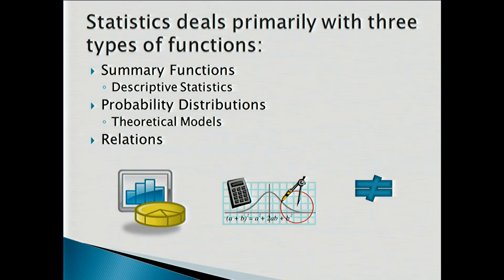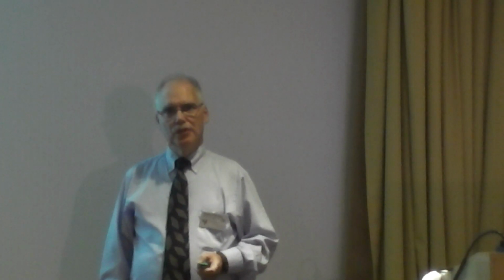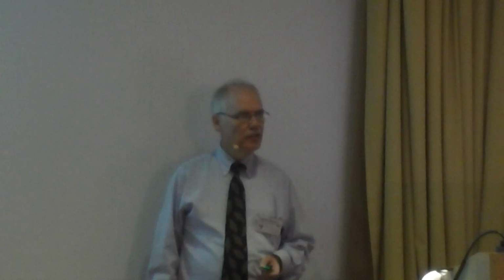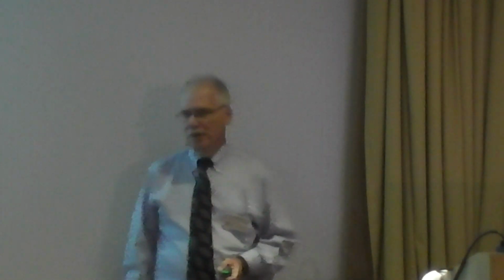Now, I wanted to mention that statistics deals primarily with three families of functions. The first family is called a summary function. I'll talk about these in a little more detail. These are used primarily for descriptive statistics. Probability distributions: we have a lot of probability distributions that are used to model various natural phenomena, and we'll take a look at those. That's the second family of functions. And finally, relational functions. So these are three classifications of functions. Let's take a look at summary functions.